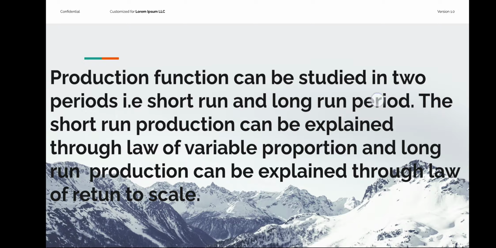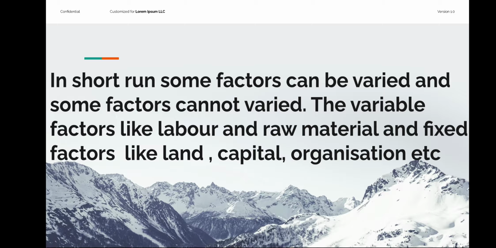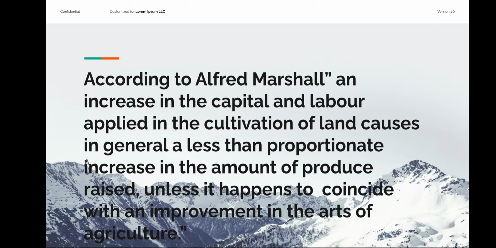Then, according to Alfred Marshall, an increase in the capital and labor applied in the cultivation of land causes, in general, a less than proportionate increase in the amount of produce raised unless it happens to coincide with the art of agriculture.